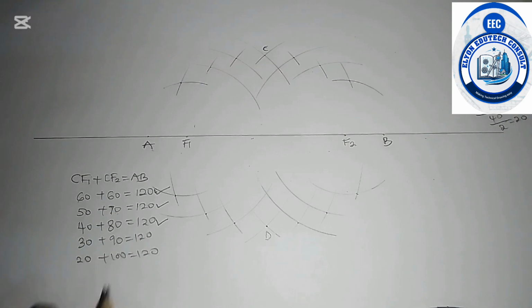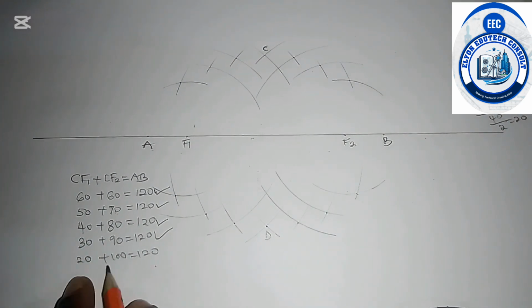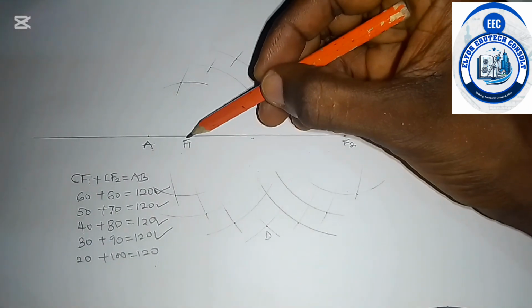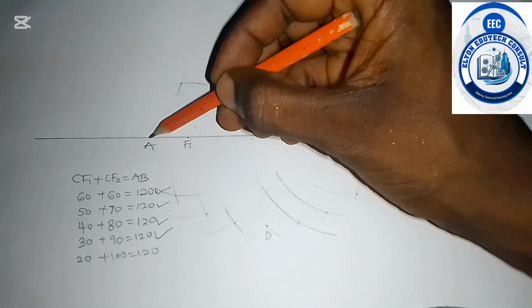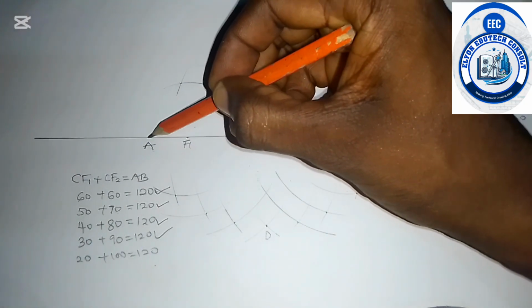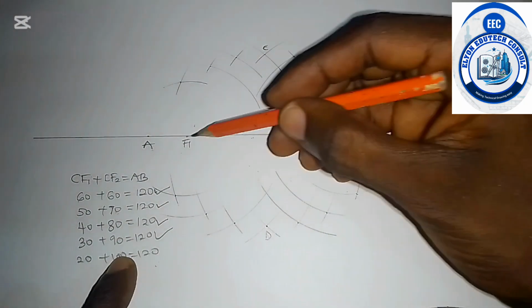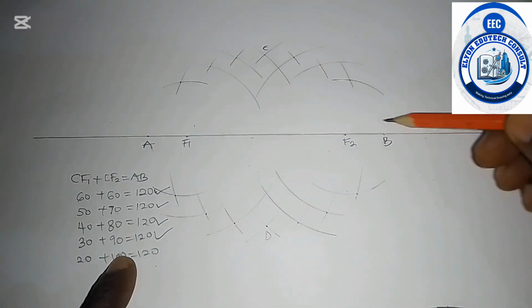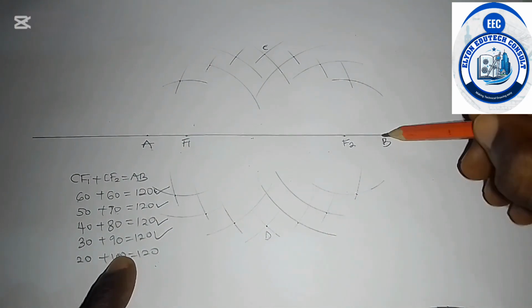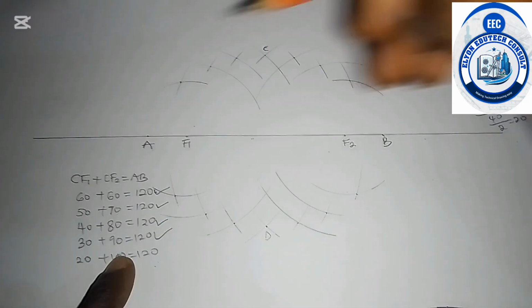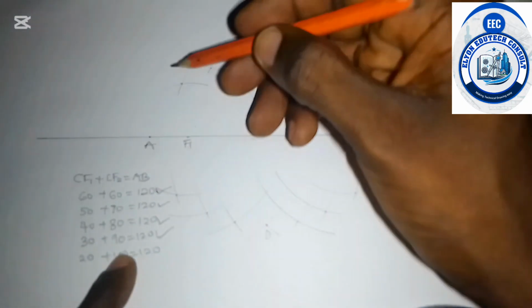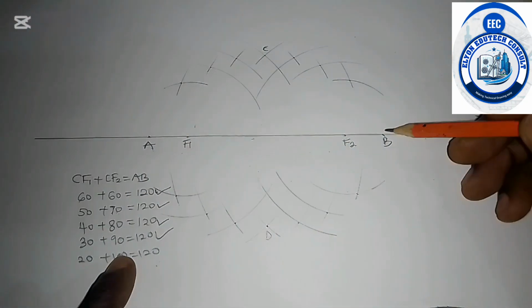Okay, the last one here is 20 and 100, which will give us 120, but I'm not going to be doing this because, don't forget that A to F1 is 20, which is going to be at this point. Then if I stretch to 100 from my F1 to this part here, it is going to be 100, so both points will be meeting at this point here and at this point here, meaning that the ellipse is passing through point A and then point B.